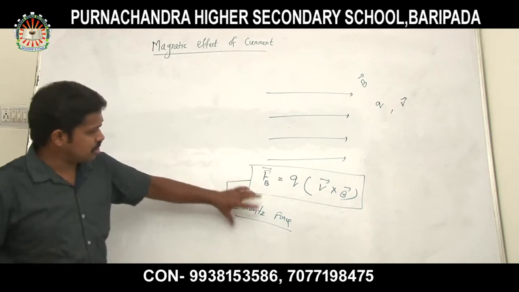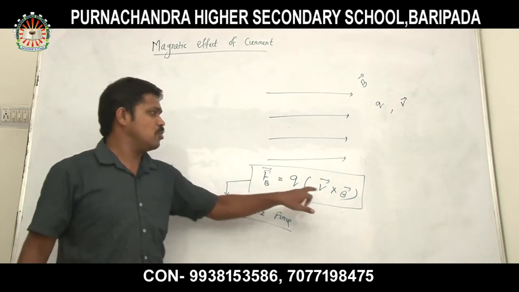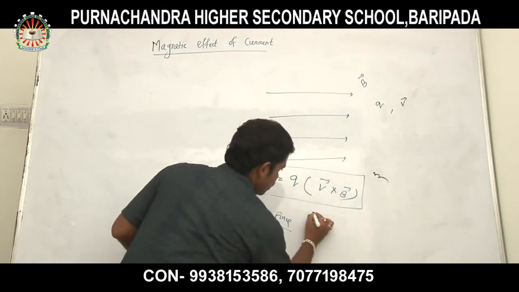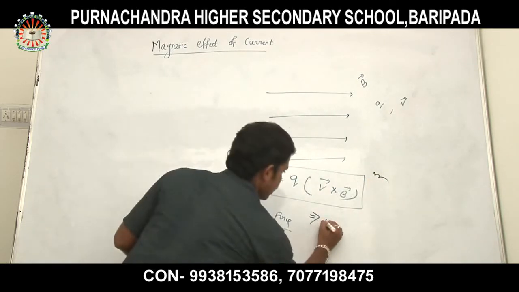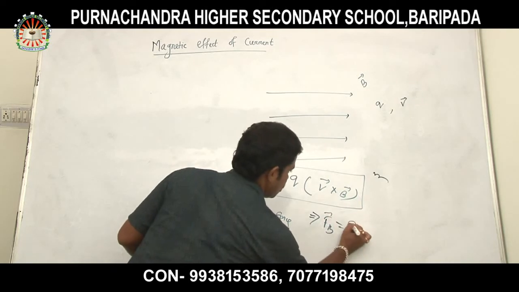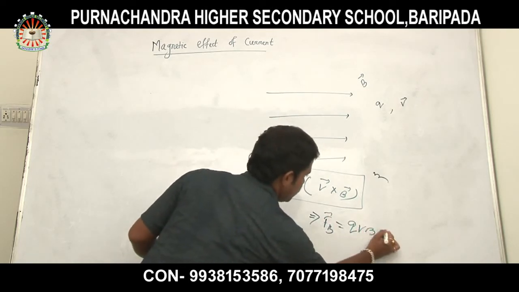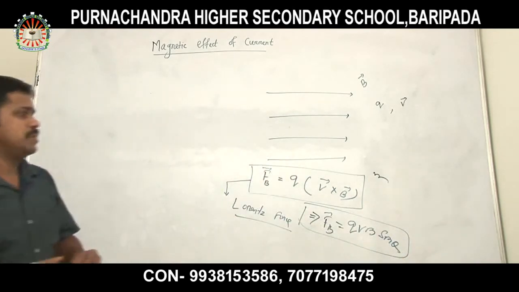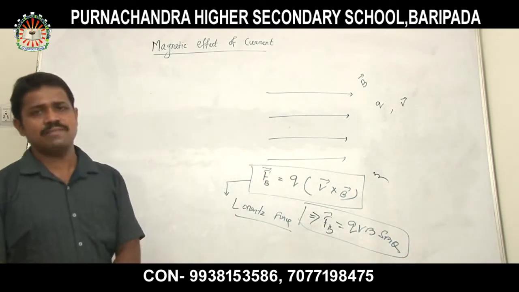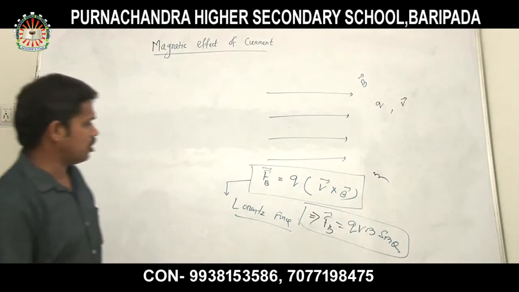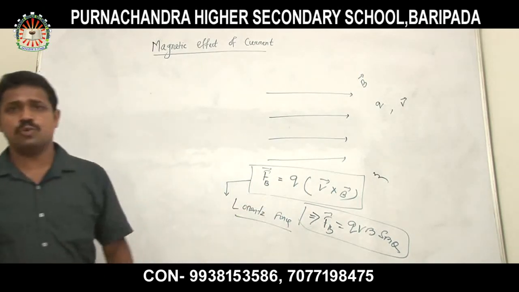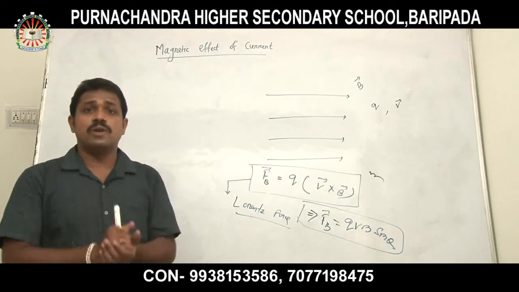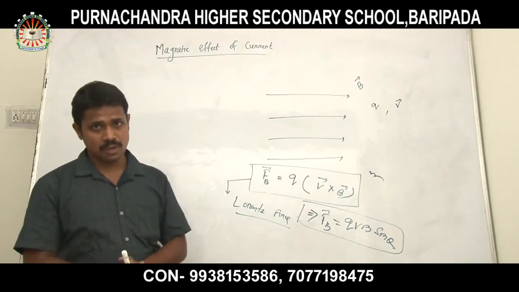And that expression of Lorentz force, FB is equal to Q into V cross B. That is very important. From the problem point of view, FB is equal to QVB sin theta. So this is the expression, because V cross B is nothing but VB sin theta, we know that. So this is your Lorentz force. Due to that Lorentz force, the magnetic field is produced.